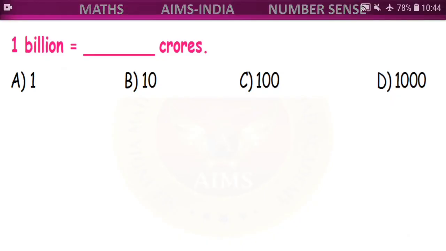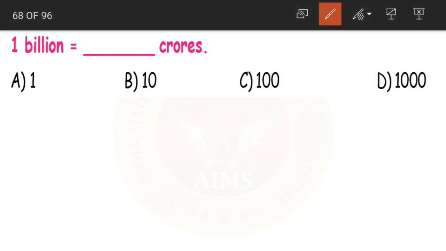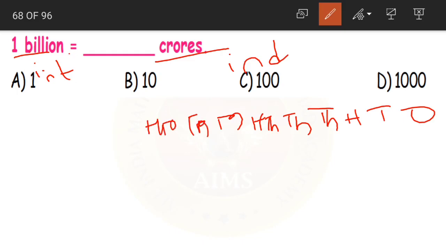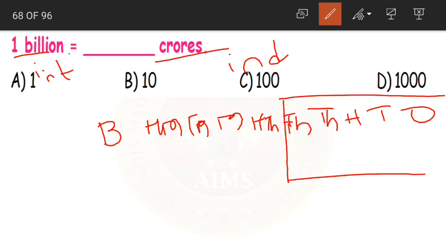1 billion is equal to dash crores. Billion is from the international system and crores is from the Indian system. So first let us write the international system. If you remember what I said about Indian and international systems: 10,000s, millions, 10 millions, 100 millions, and then comes billions. Both Indian and international are the same till 10,000, yes or no? Till 10,000.